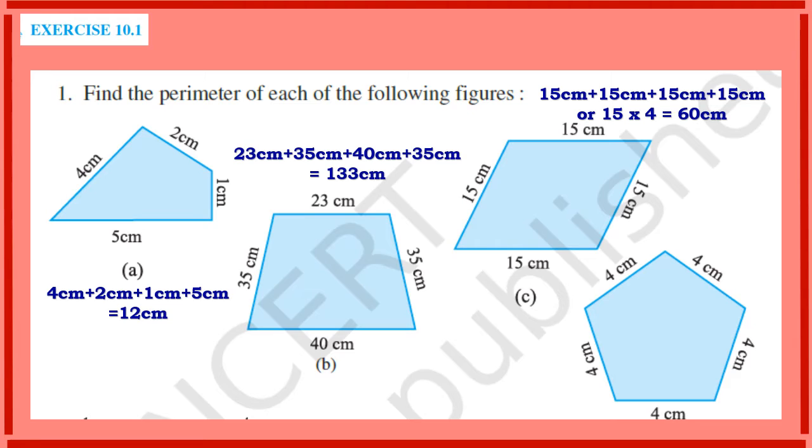Now the last one, what's the figure? It's a pentagon. All the sides are equal in the pentagon. So what do you call that pentagon? Yes, it is a regular pentagon. So if it is a regular pentagon, instead of adding 4 plus 4 plus 4 plus 4 plus 4, what can we do? Side into number of sides. So 5 into 4, which is equal to 20 centimeter. Next question.